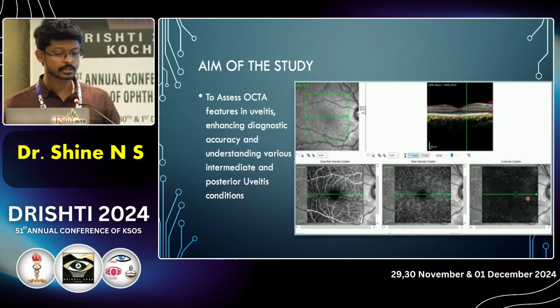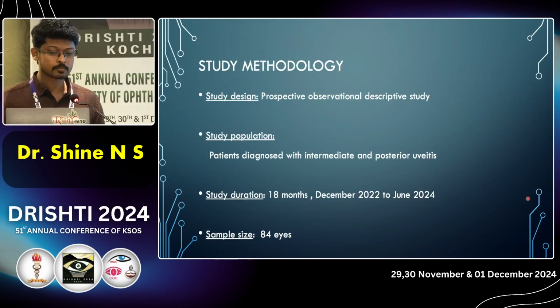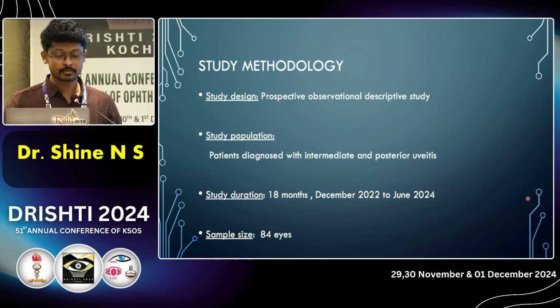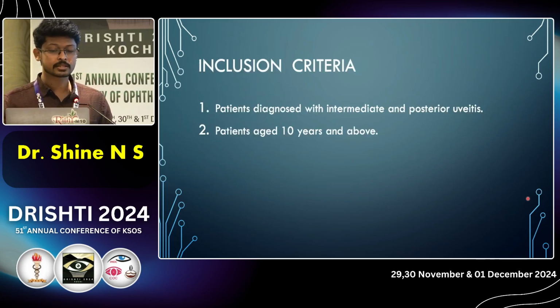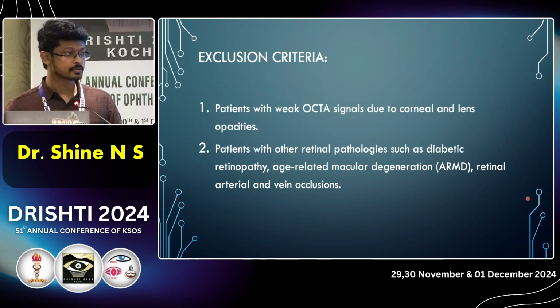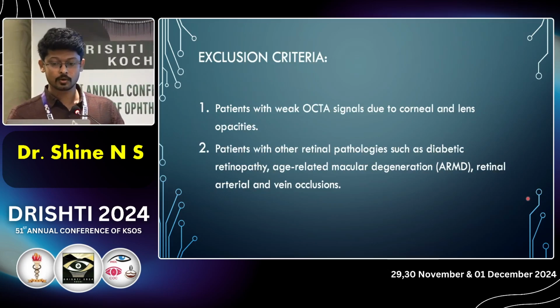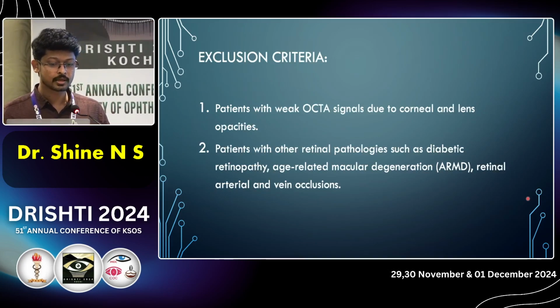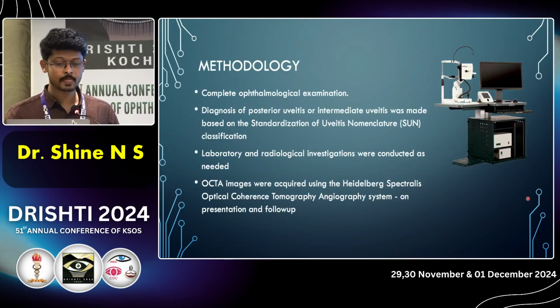and posterior uveitis conditions. It was a prospective observational descriptive study done in patients diagnosed with intermediate and posterior uveitis. It was done for 18 months and in 84 eyes. We included patients diagnosed with intermediate and posterior uveitis and patients aged 10 years and above. We excluded patients with weak OCTA signals due to corneal and lens opacities and with other retinal pathologies.